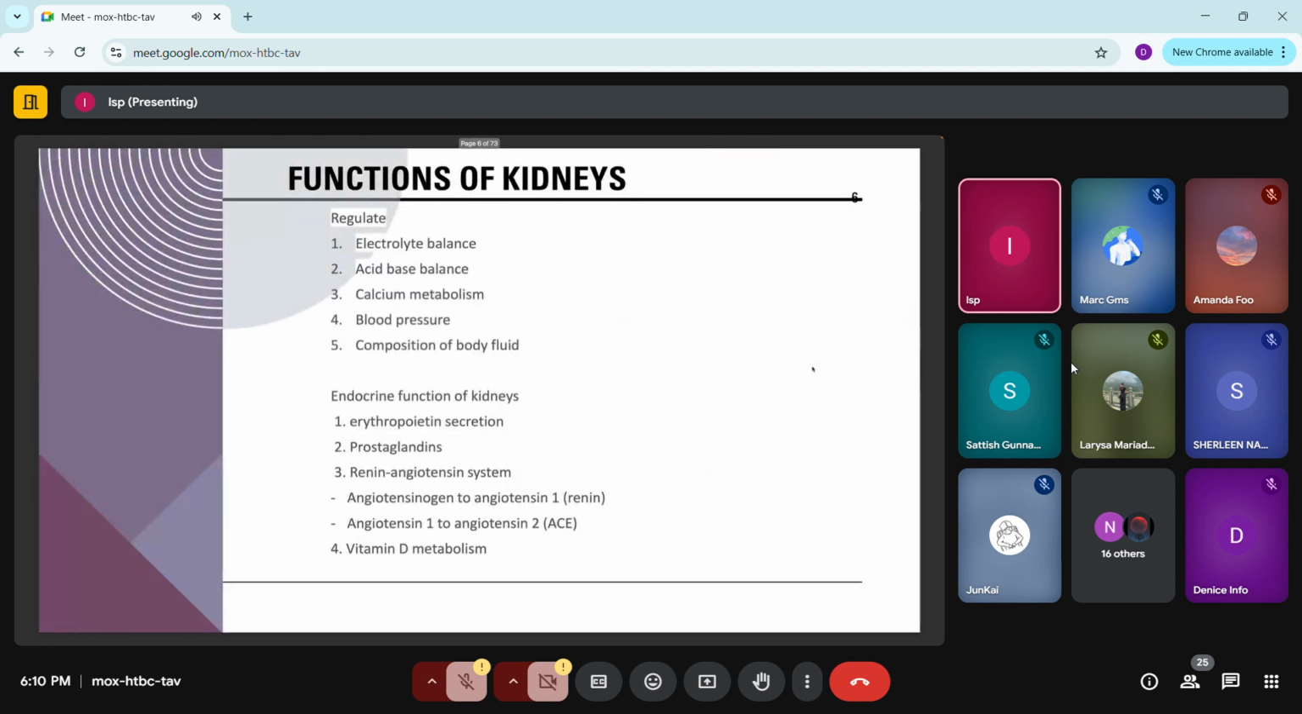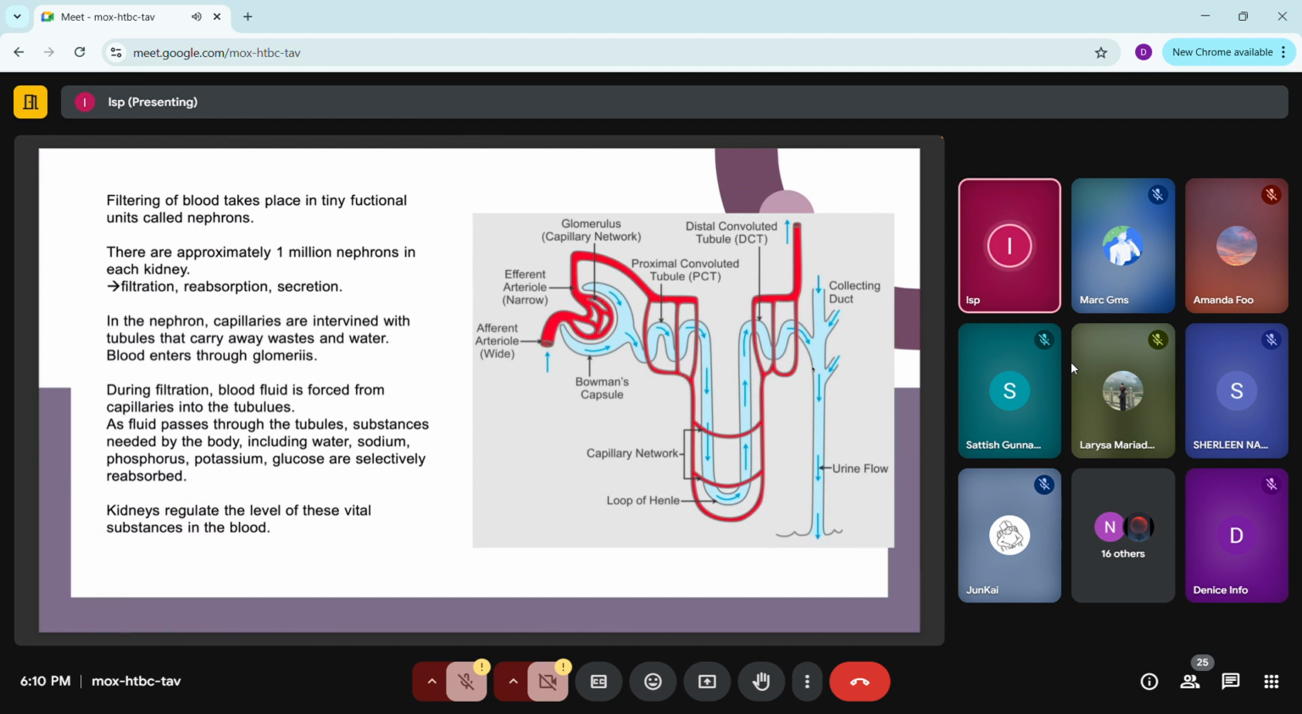Okay. So you do not need to remember or familiarize yourself with the whole thing. You just need to know that filtration happens at the nephron. All the unwanted waste products will get filtered through. Wanted electrolytes and water will get reabsorbed back to your systemic system.